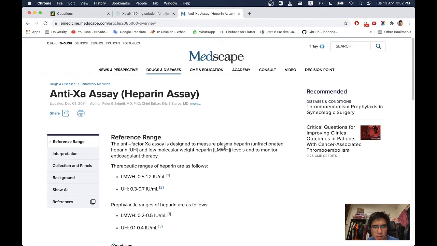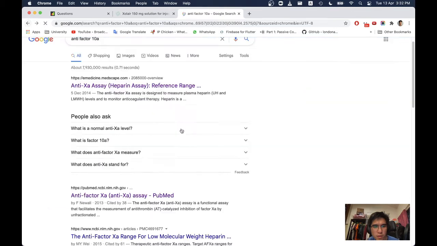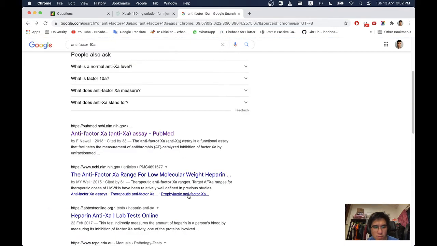Plasma heparin, unfractionated, low molecular weight heparin levels, and to monitor anticoagulant therapy. Is it though?